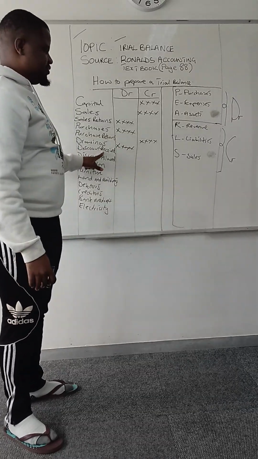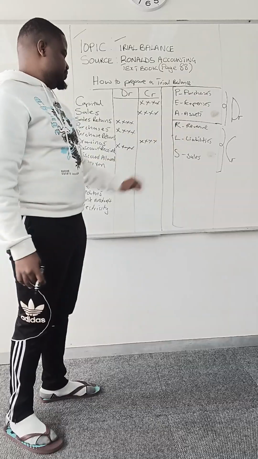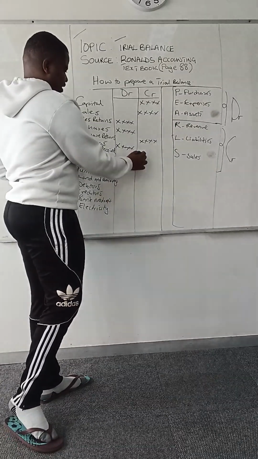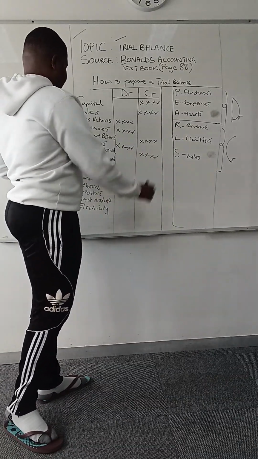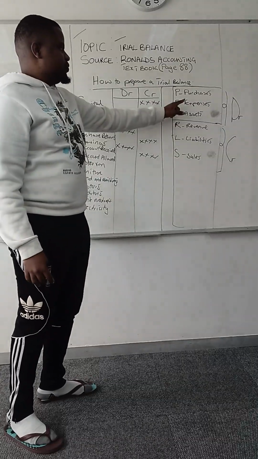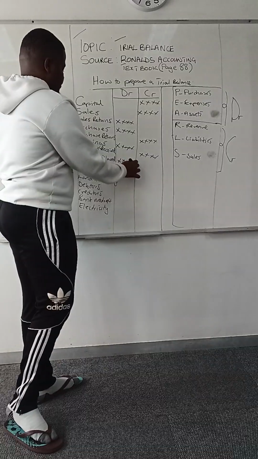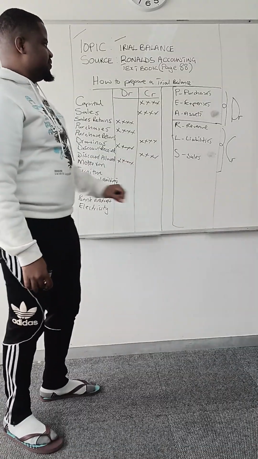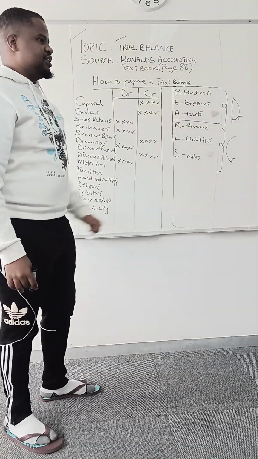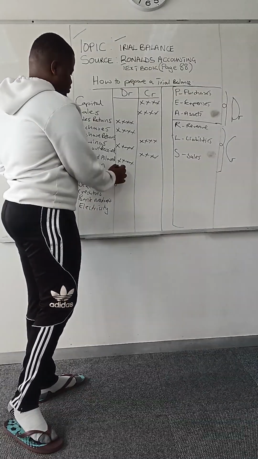Then discount received. On PEWS, this is revenue, hence you record it on the credit side. Then discount allowed. On PEWS, this is an expense, hence you record it on the debit side. Then motor van, this is an asset, right? Motor van is an asset, hence you record it on the debit side.